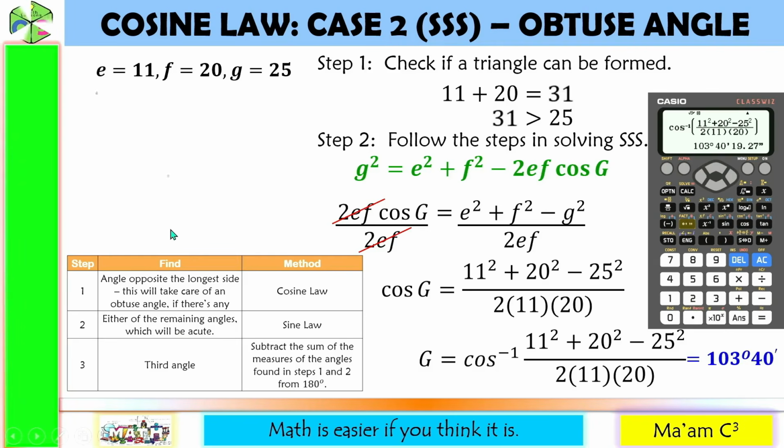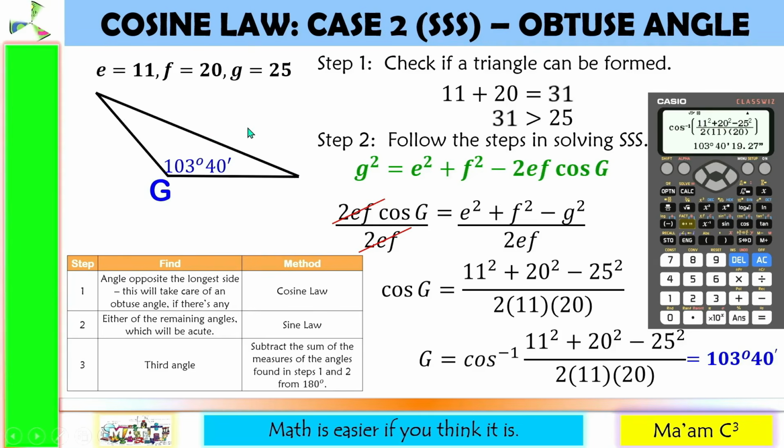So let us draw our triangle. This one is obtuse. I'm going to place angle G here, and it measures 103 degrees, 40 minutes. If this is angle G, then the side opposite this angle is side G that measures 25 units. Next, I have E is equal to 11. I'll put it here. If this is side E, then the angle opposite is angle E. The last side given is 20. This is side F, so this angle is angle F.